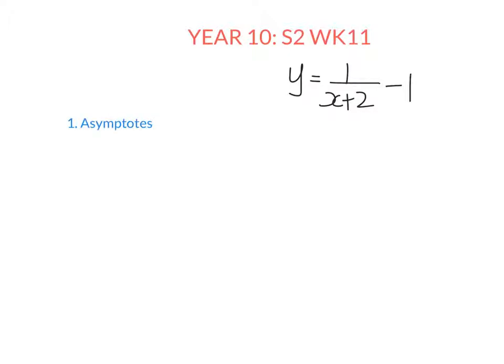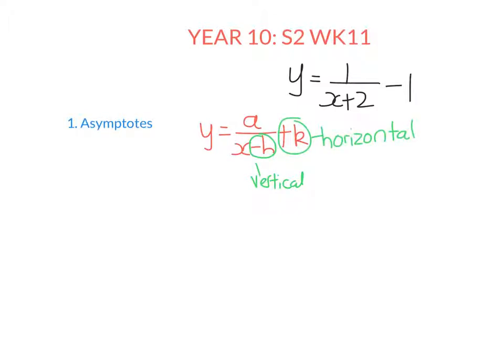The first question asks us to find the asymptotes if I were to graph the equation in black. The general equation for a hyperbola is y equals a over x minus h, plus k. So h and k tell you the asymptotes. This one tells you the vertical, and this tells you the horizontal. Starting with the vertical, we can't have x equal to h in this part of the equation, because if x was equal to h, you'd be dividing by 0. So for that reason, the vertical asymptote is always x equals h.